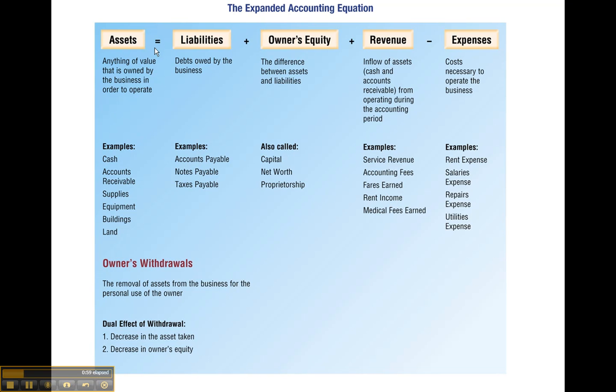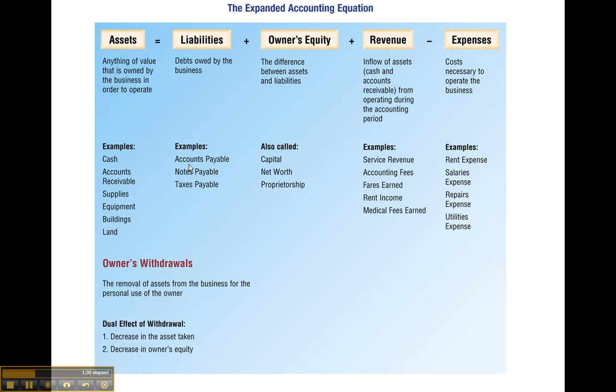Now on the other side of the equation, on the other side of the equal sign, we see the components liabilities and owner's equity. Let's just focus on those two things. Those are indications of how the assets were increased or decreased. So for example, we could acquire some cash by borrowing money. So we can see that both sides of the equation are affected by that.